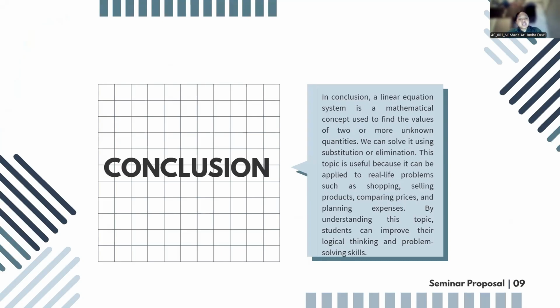The end of the lesson is the conclusion. To conclude our lesson today, a linear equation system is a set of two or more linear equations with the same variables. The solution is the value of the variables that makes our equations true. There are two common methods to solve it, the substitution method and the elimination method. We can also apply this concept in daily life, such as finding the price of an item, calculating tickets, or solving business problems. I hope this video helps you understand the concept and application of linear equation system.